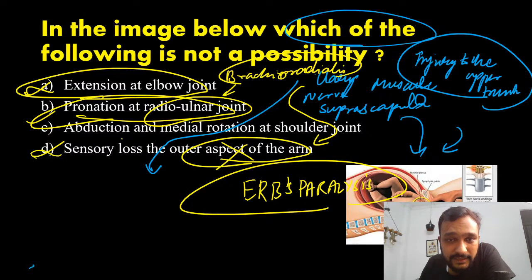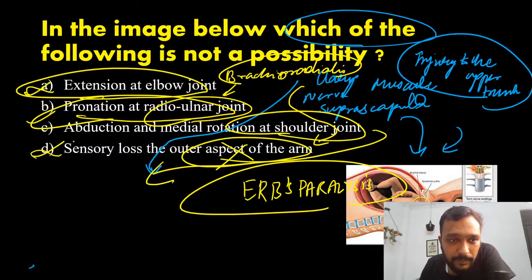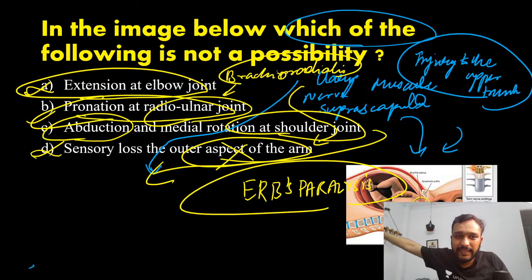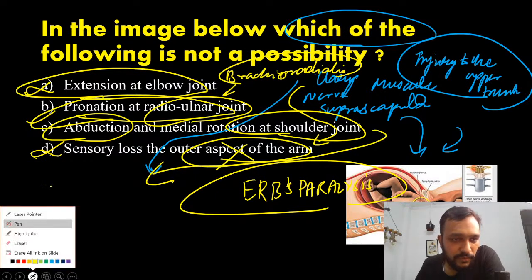Talking about the abduction and medial rotation, this will not be possible because your deltoid muscle is affected. Deltoid and supraspinatus muscle, which help in the abduction of the arm and medial rotation of the arm, are going to be affected. That is why this will not be possible.